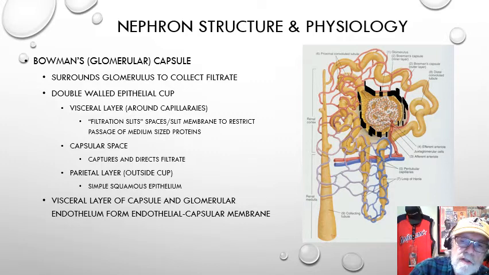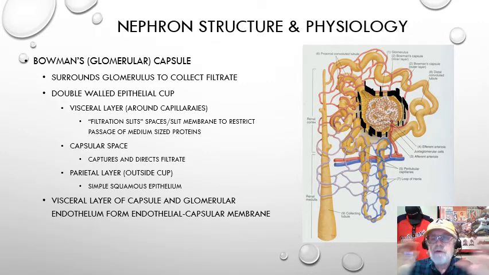So just know that the capillaries are in there. They're surrounded by a membrane. There's a space there that collects the filtrate, and there's a layer of cells around the outside, which are basically simple squamous around the outside to create that cup to hold the fluid in. And that's just like a membrane that surrounds Bowman's capsule.